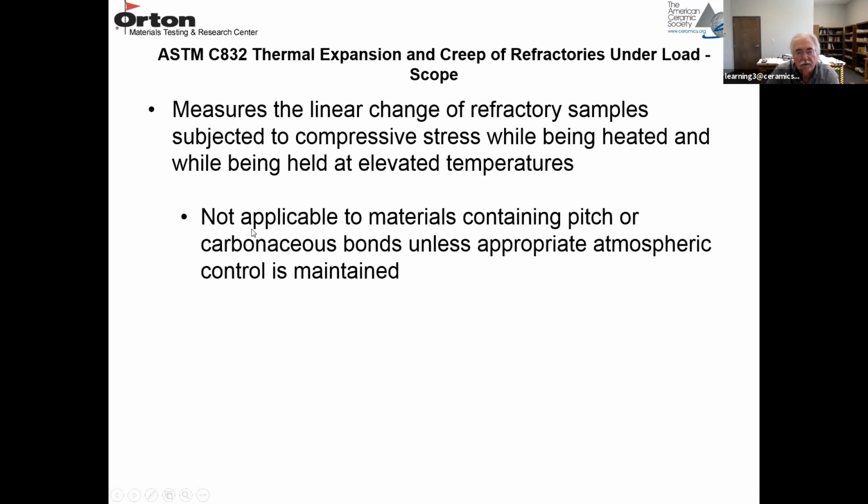It's usually run in an oxidizing atmosphere, so it doesn't really apply to materials containing a carbon source like pitch or resin, any kind of carbonaceous bonds. You can do a creep test under inert atmosphere. It just requires a special furnace. So if you run it under inert atmosphere, you can run creep on some of these composite materials like an MgO carbon material, or a material containing silicon nitride, silicon carbide if it's run at a high temperature where you have an oxidation issue. You can run silicon carbide and silicon nitride at lower temperatures if you don't have excessive oxidation.